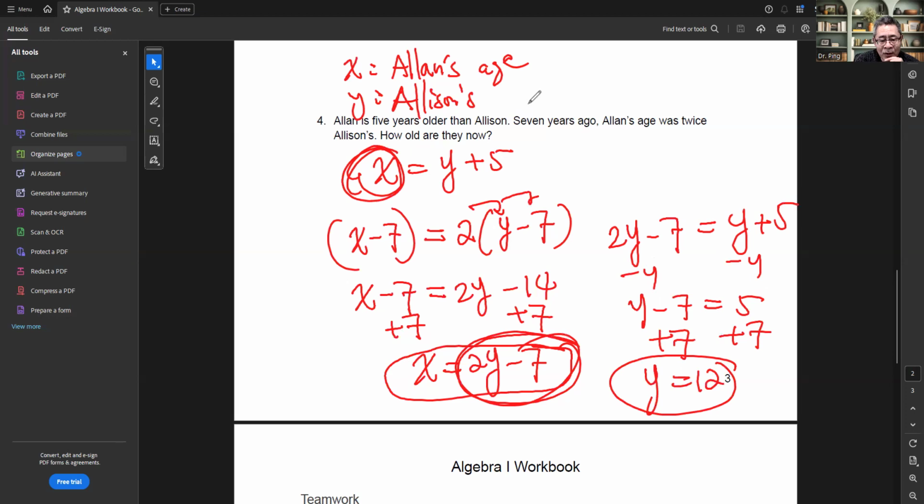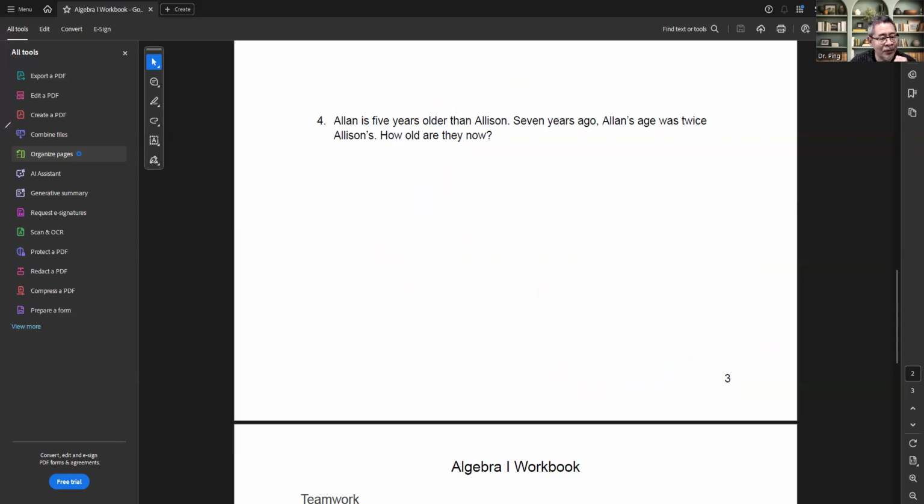Now if y is 12, that's Allison's age, 12. And Alan is 5 more, so 17. Now, 7 years ago, Alan would be 10, and Allison would be 5. So it is twice. 10 is twice 5. Okay, all right.